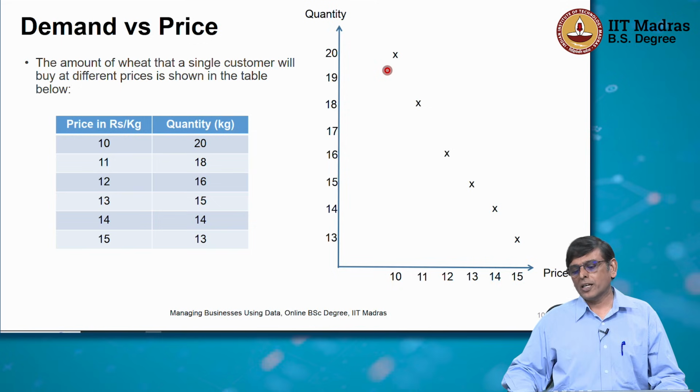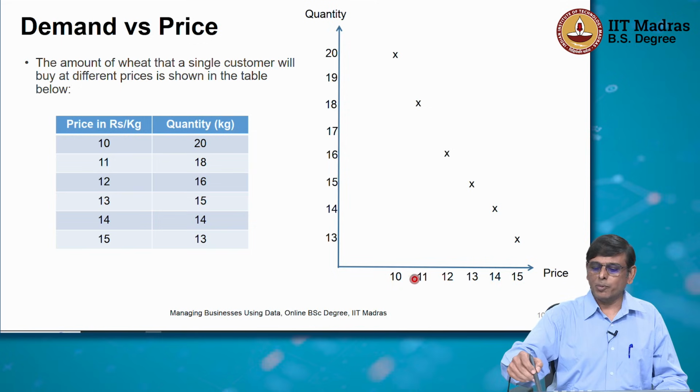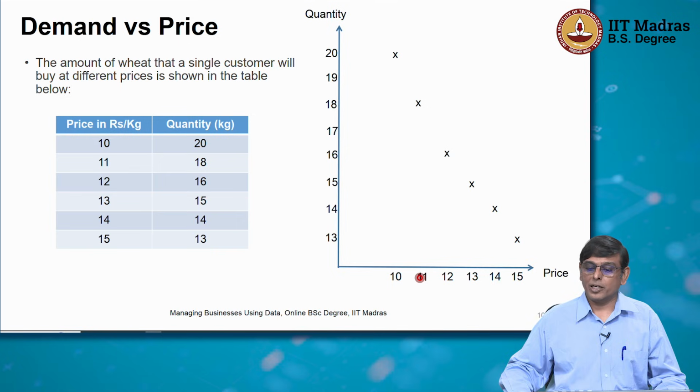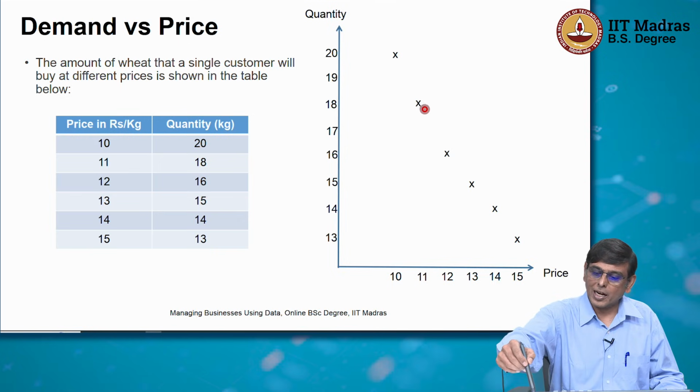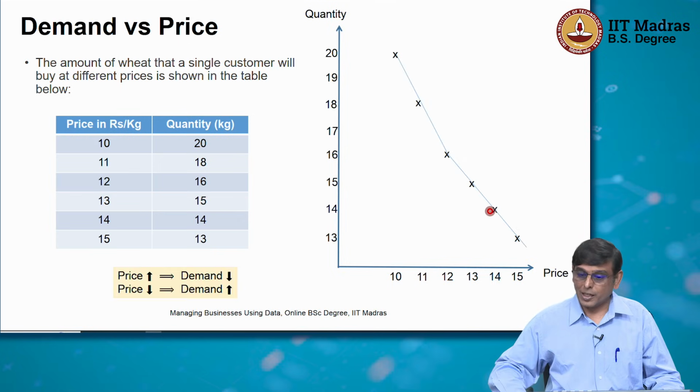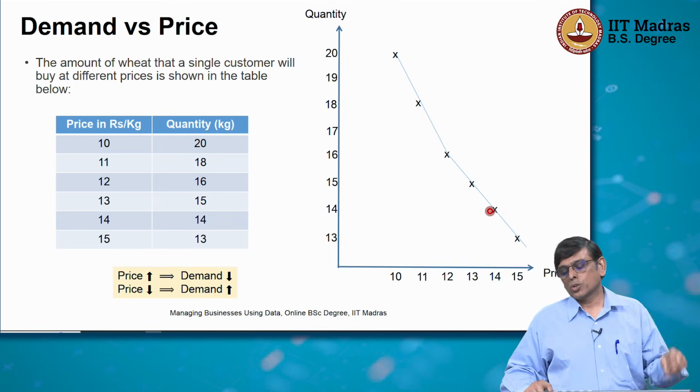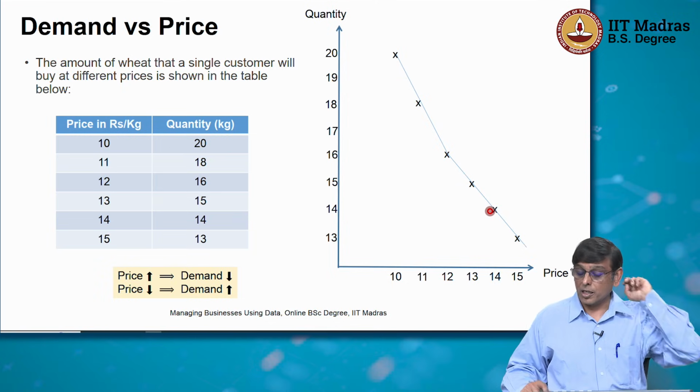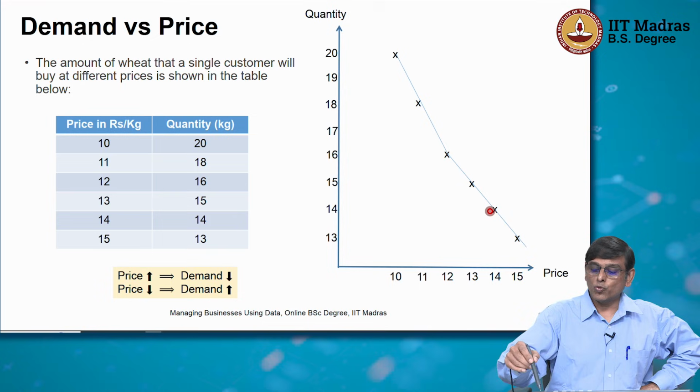If I really want to understand, of course, the price can be between 10 and 11, then what do I do? I interpolate. So I join these two with a straight line. Like that I can keep joining with lines and I get this picture. So this graph, this picture, the demand curve in some sense, tells you for different price points.